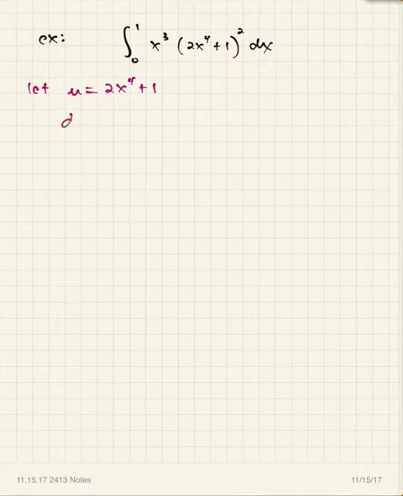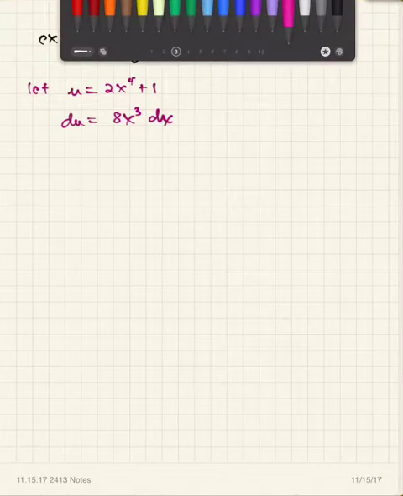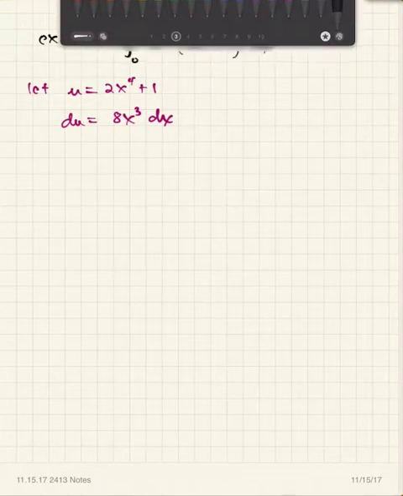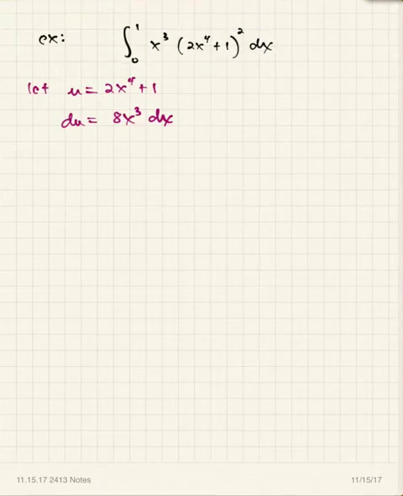And then du would be the derivative of 2x to the fourth plus 1, which would be 8x cubed dx. All right, so you can see what's going on here. I do have the x cubed in there. I just don't have an 8x cubed. And so we can use that trick that I just talked about for rewriting this integral so that we can make the substitution.